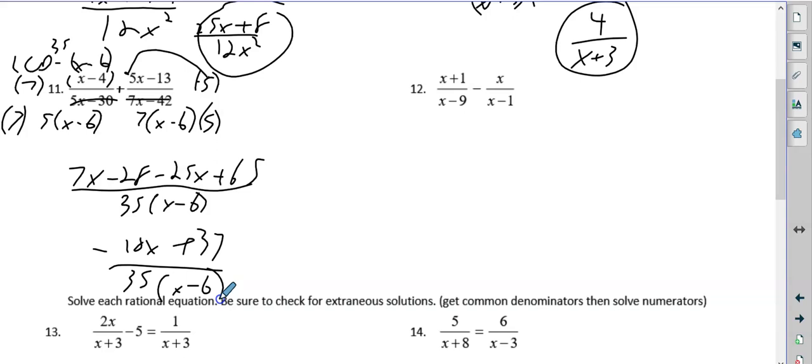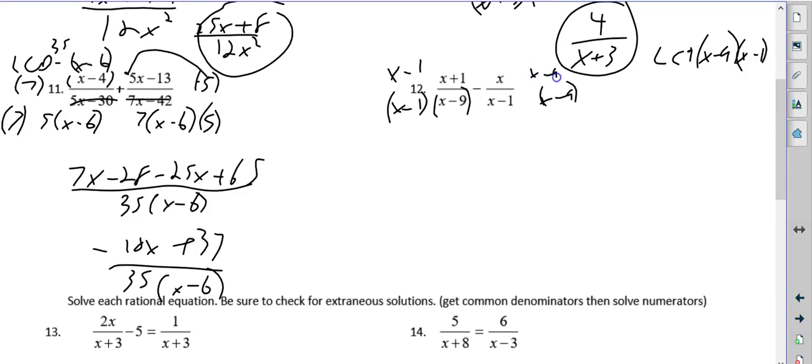All right, 12. The only thing here you can do is say the LCD is x minus 9, x minus 1. That's it. So this one we need to multiply by x minus 1, and this one we need to multiply by x minus 9. Whatever we do to the bottom, we must do to the top. Okay, which means we're going to be doing some foiling here. But the nice thing is, it's a difference of squares.